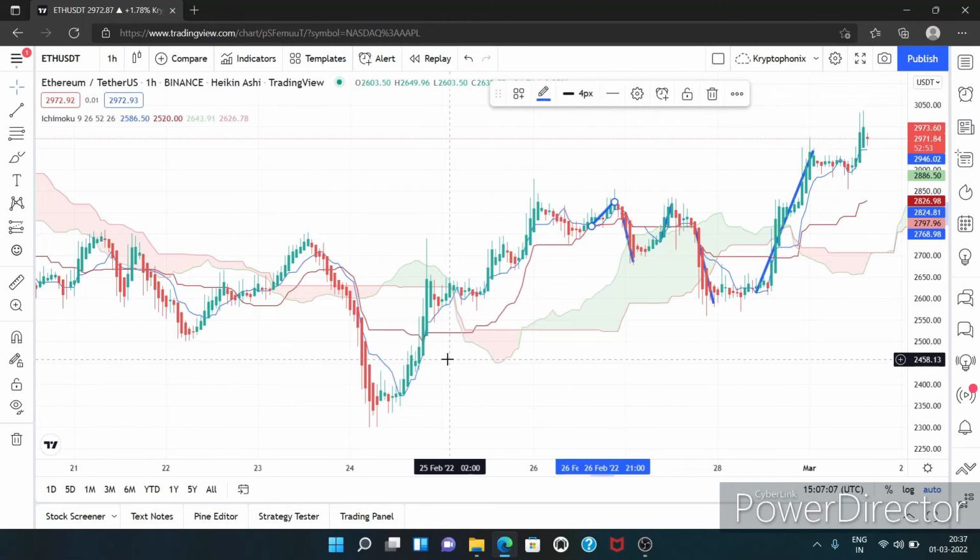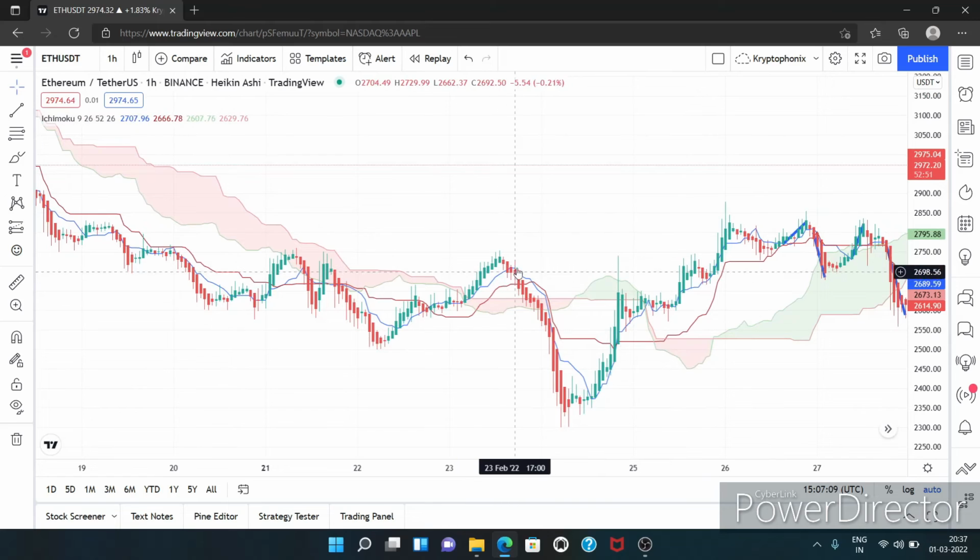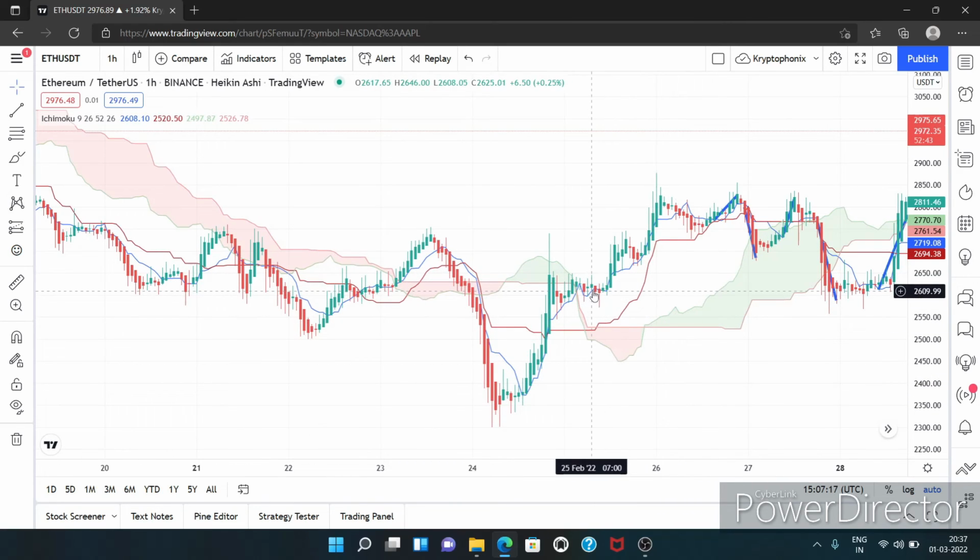Also, there are many examples. If we backtrack here, this point, buy signal, this point was a sell signal, this point again was a buy signal. But what we can see here is a closing below the blue line.